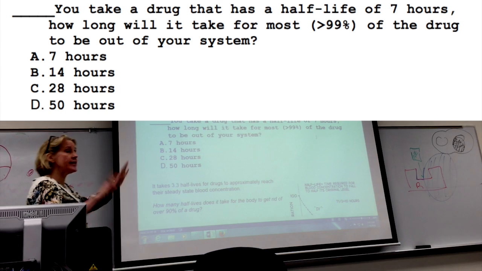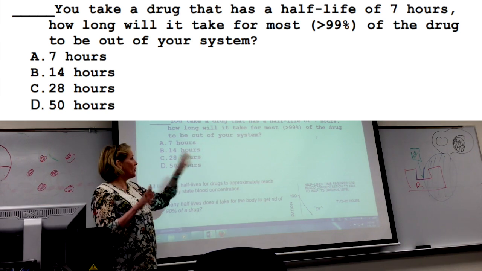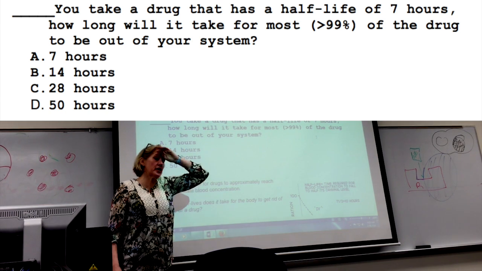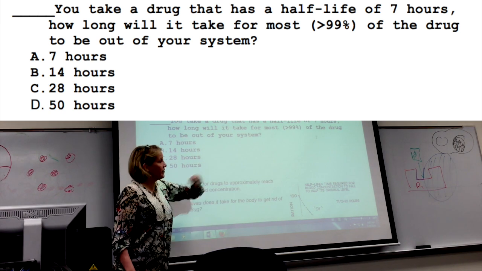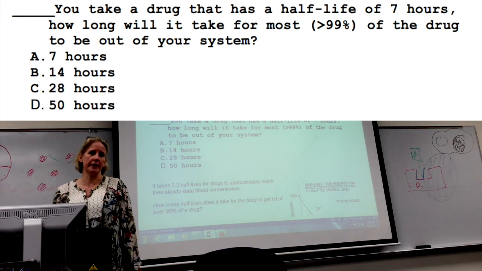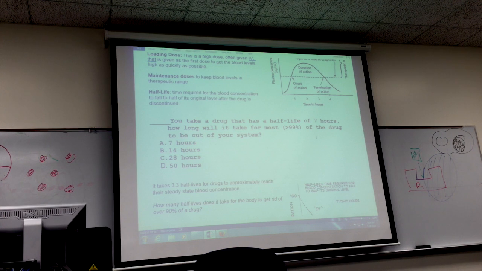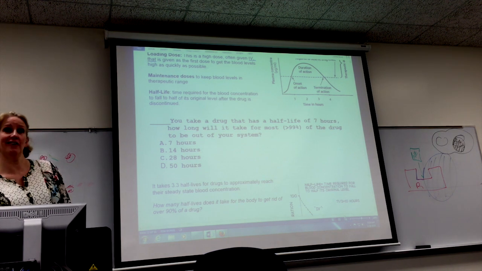So for any drug, doesn't matter what the half-life is, for 99% of it to be gone is going to be 7 half-lives. So if the half-life is 7 hours, then 7 times 7 is 49. For amiodarone, which has a 2-month half-life, for 99% of the drug to be out of your system is 14 months. I think that's kind of cool.